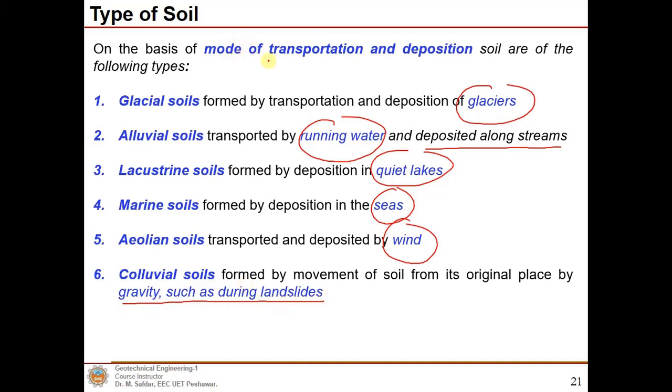Now, why do we need to study the mode of transportation and deposition? Because we are interested in the strength, compressibility and hydraulic conductivity of different types of soils. The glacial soils will be having different strength, compressibility and hydraulic conductivity. Alluvial soils will be having different strength, compressibility and hydraulic conductivity. And similarly, lacustrine soils will be having different strength, compressibility and hydraulic conductivity behaviors.